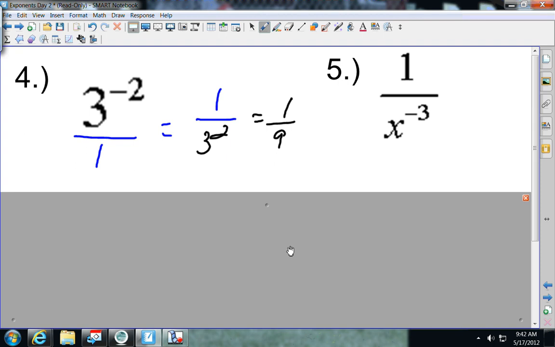So if you don't believe me about the rules of exponents, put in your calculator 3 caret negative 2. It'll give you the same as 1/9. So number 5, to make it a positive exponent, I flip it over, x to the 3rd over 1, and so it's just x to the 3rd.